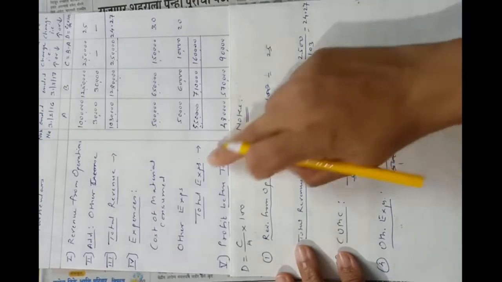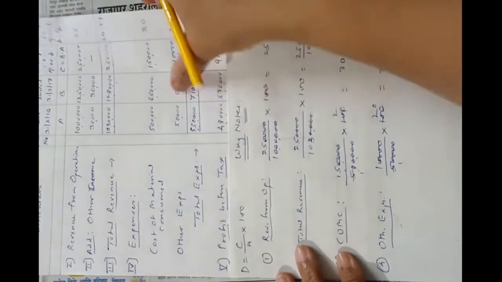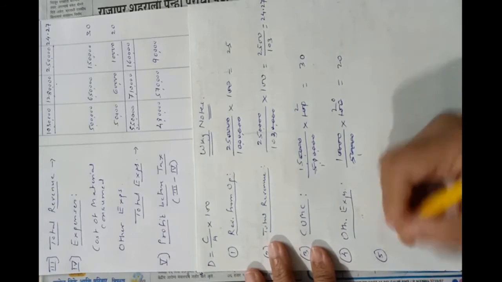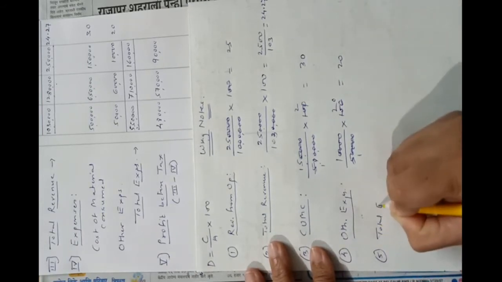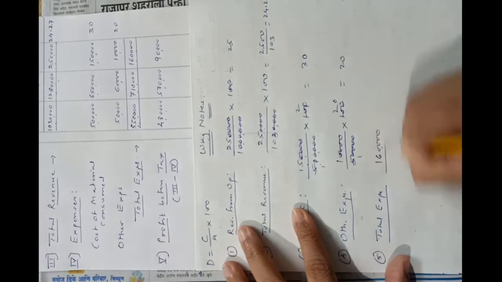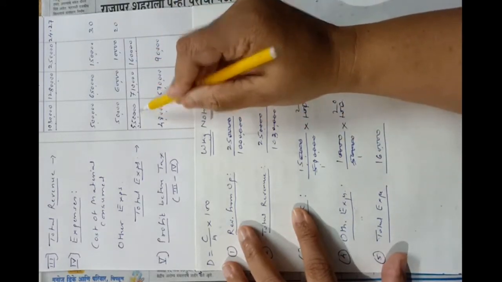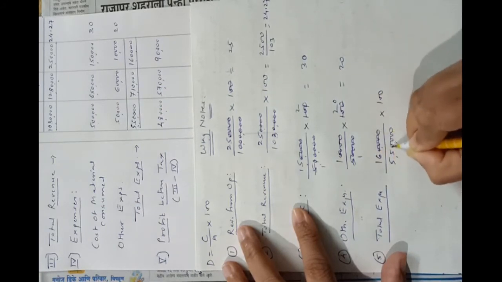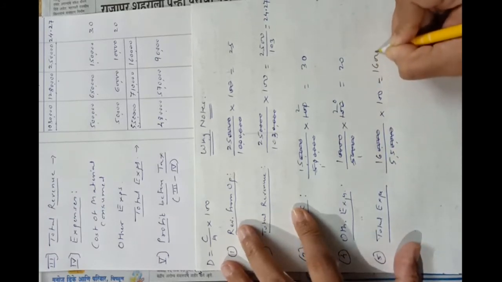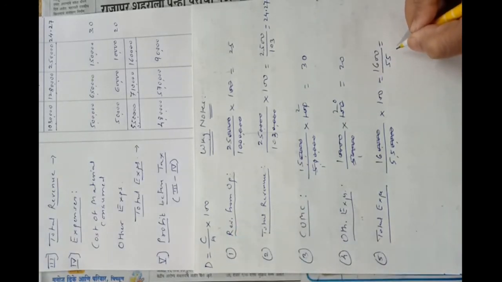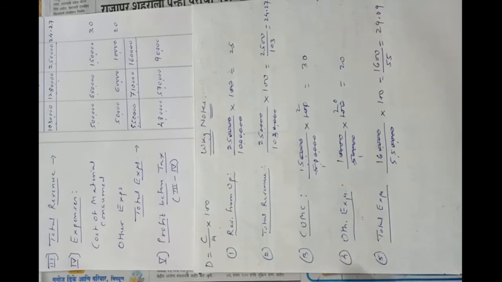Now percentage of total expenses. 1,60,000 divided by 5,50,000 into 100. 1,600 divided by 55, and so the percentage of total expenses is 29.09%.